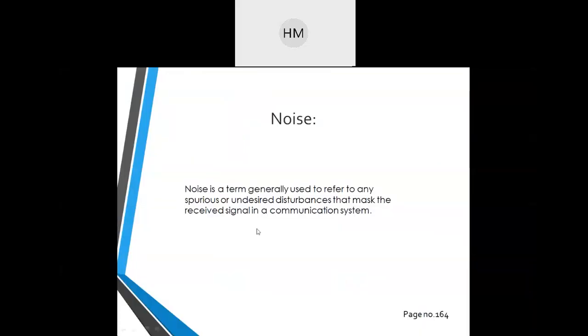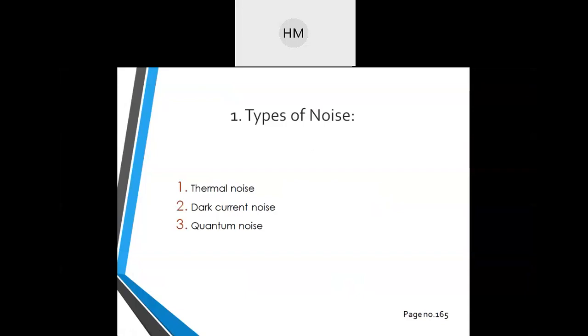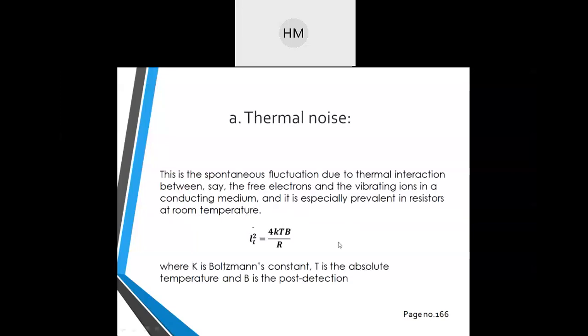So next is your noise. Types of noise: thermal noise, dark noise, quantum noise. We all know this noise. From first year, we have been hearing there are many types of noise which affect your performance. Thermal noise, dark noise, and quantum noise. Okay. So thermal noise, its value in terms of current is mentioned.